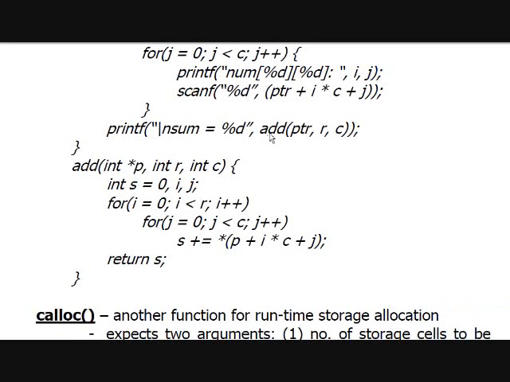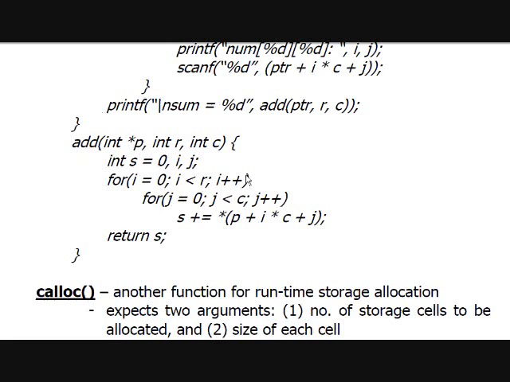Okay, so if you take a look at the function called add, the arguments would include the PTR, which is our pointer, and the number of rows and the number of columns. So looking at our function add here, the parameters it has would also include a pointer, which will receive the address stored in PTR, and the number of rows and the number of columns.